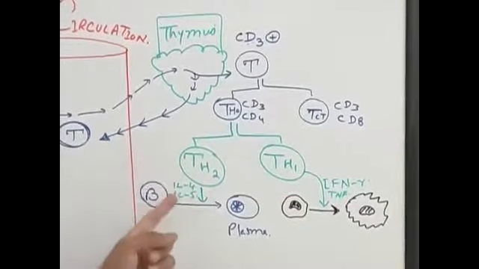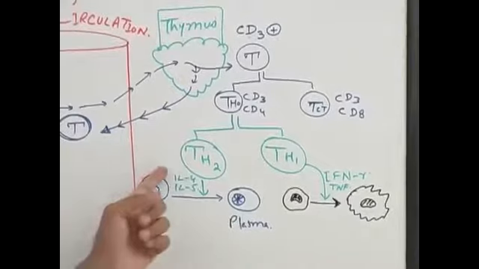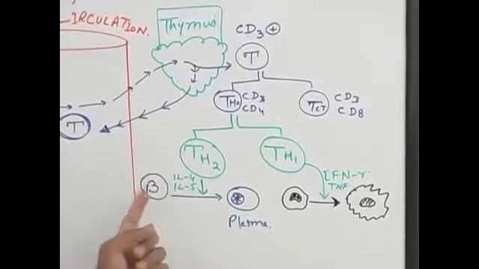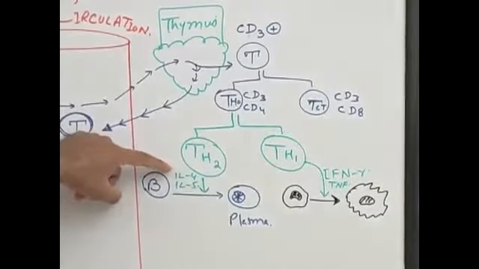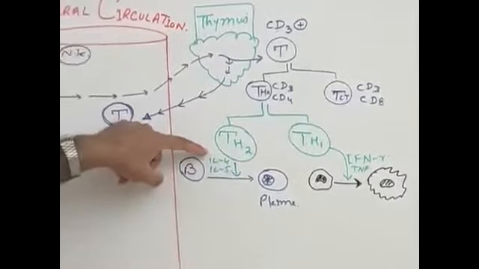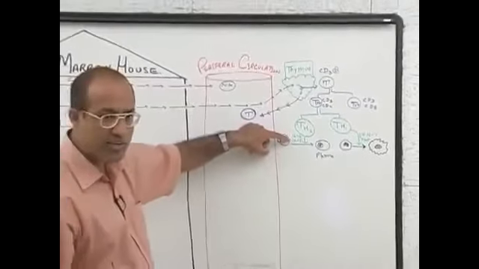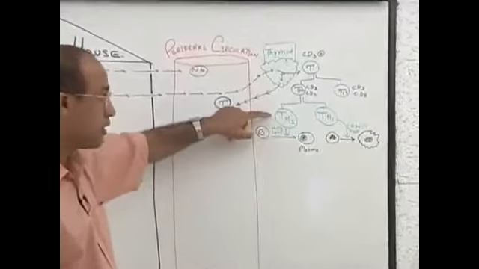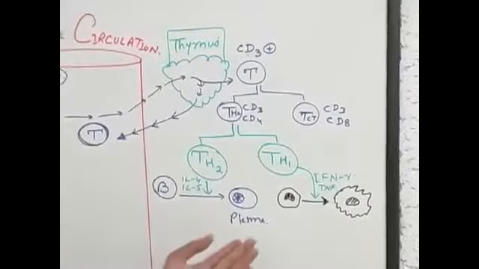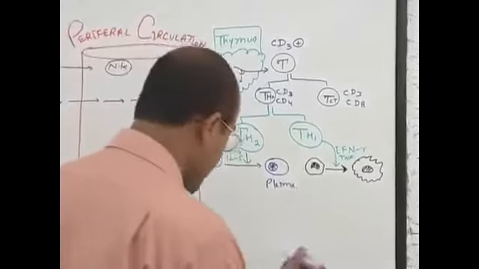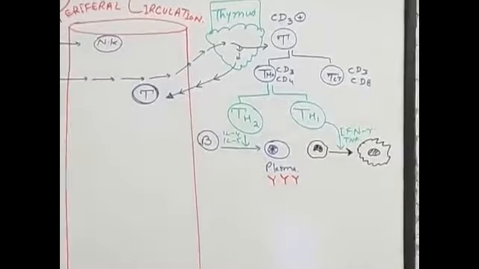T helper 2 cell can produce interleukin 4 and 5. Interleukin 4 acts as B cell growth factor. Interleukin 5 works as B cell differentiation factor. Again, interleukin 4 produced by the T helper 2 works as B cell growth factor, and interleukin 5 works as B cell differentiation factor. So interleukin 4 and 5, which are produced by T helper 2, help the B cell to convert into plasma cell. What are plasma cells? Of course, active B cells which are actively producing antibodies.